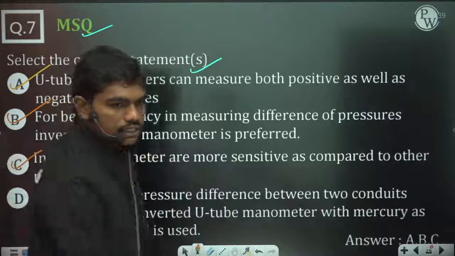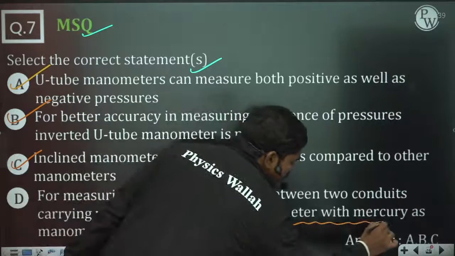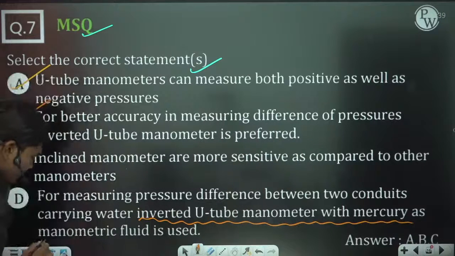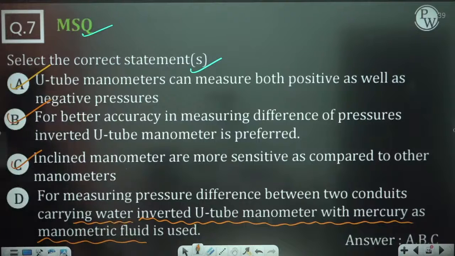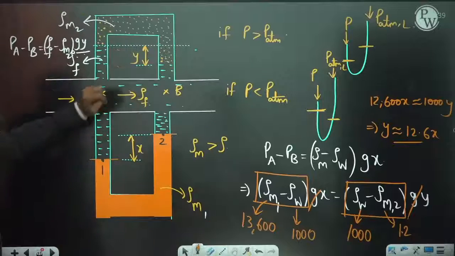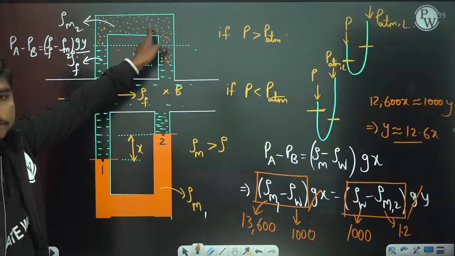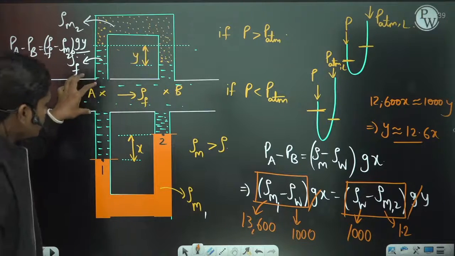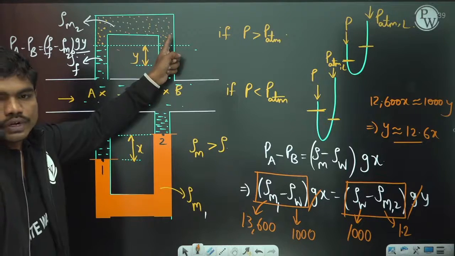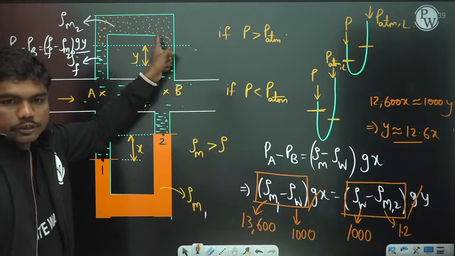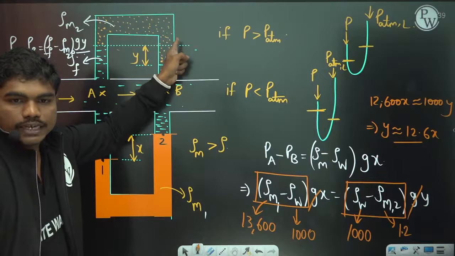First of all, try to understand this statement: inverted U-tube manometer with mercury as manometric fluid. And what is the fluid that is flowing? These pipes are carrying water. So tell me, in this configuration, whenever the fluid flowing is water, can you use mercury as the manometric fluid?